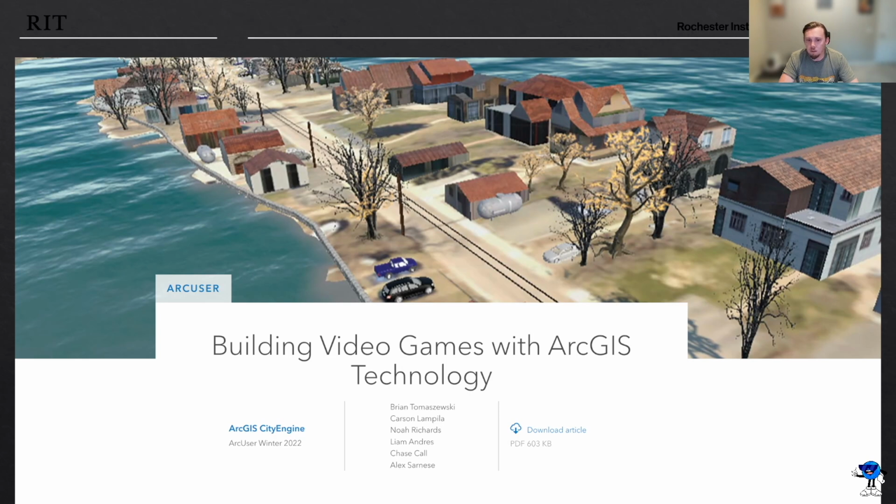And then last but not least, we have building video games with ArcGIS technology. This is an article that was published by an RIT professor, Brian Tomaszowski, and a couple of others. It is a good read. I do recommend it. And then I will actually be going a little bit more in depth with the video game side of GIS next week as an optional lecture, and there might be a few extra credit questions about it on the final quiz.